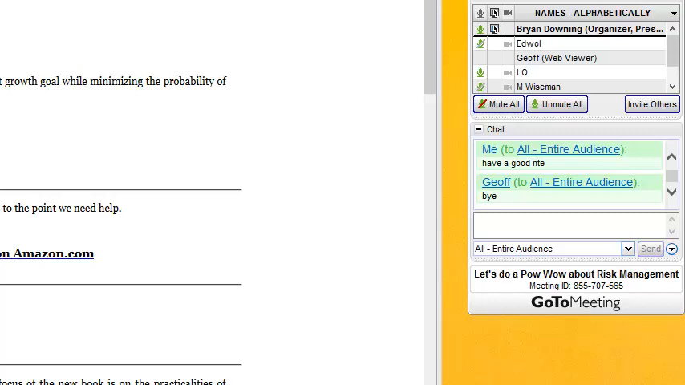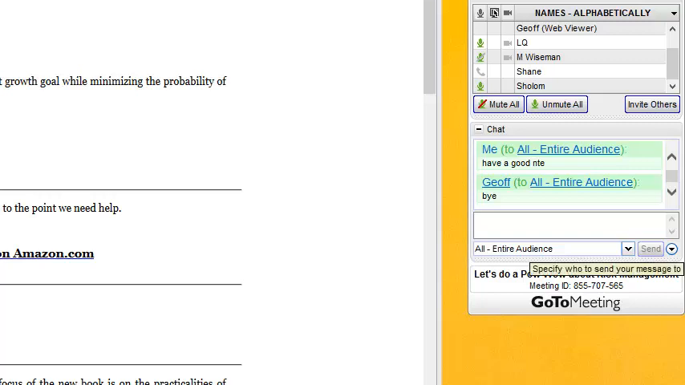So we're down to 7 people. How many people are actually talking? I know Edwell's typing. We've got M. Wiseman, Shane. I think the only person we haven't heard from is M. Wiseman. Anybody else want to add anything about risk management or comment on it?